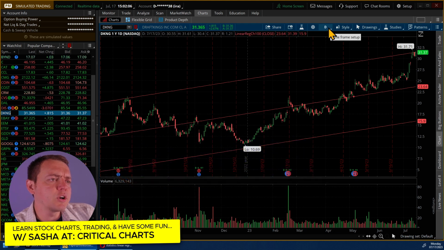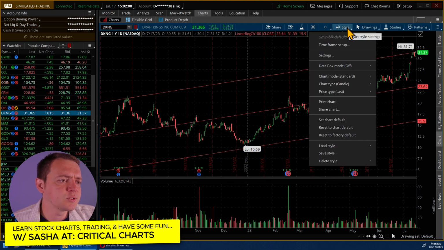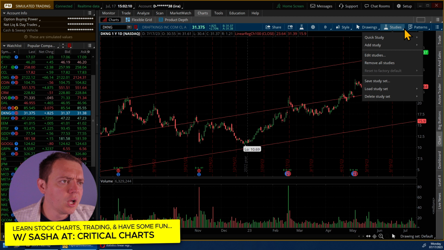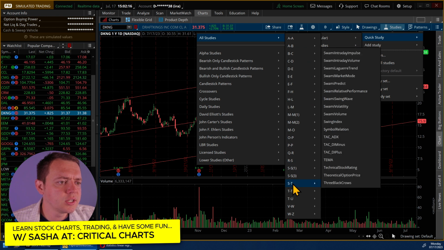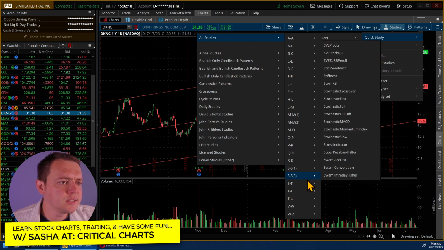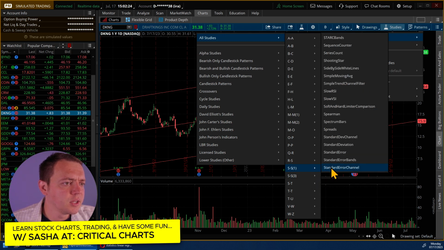Check out the linear regression tool. I'll give you a quick little bonus here as well. If we go to studies, quick studies, there's also a standard deviation channel.